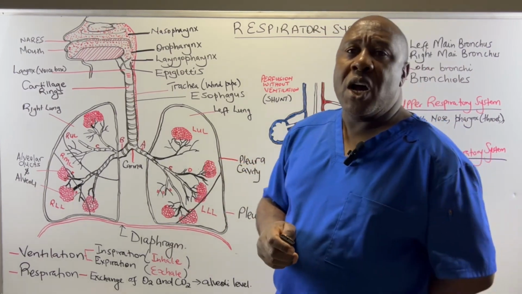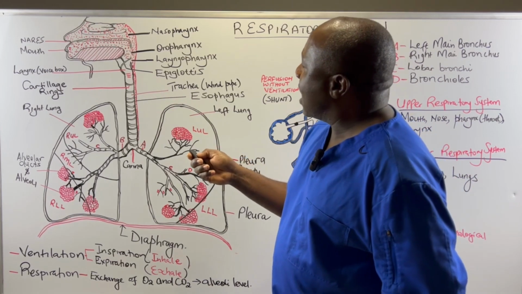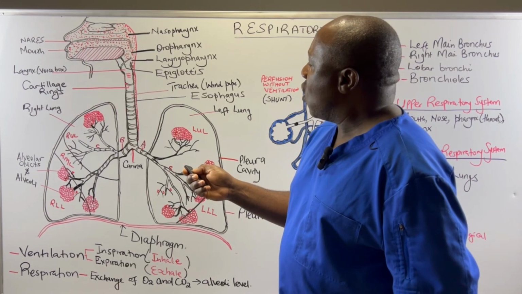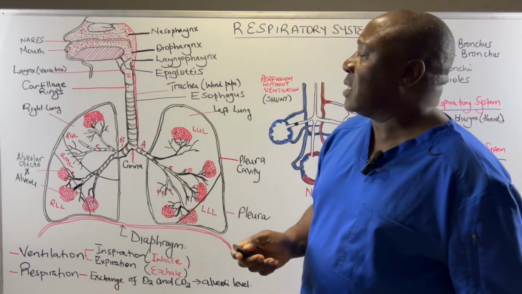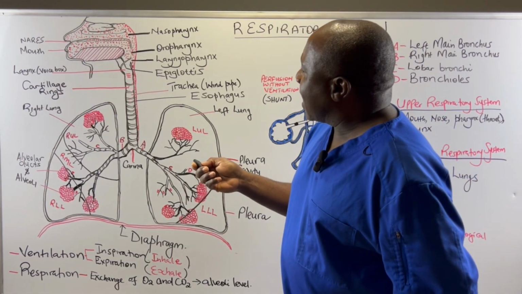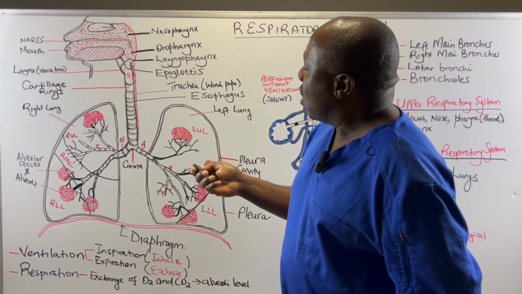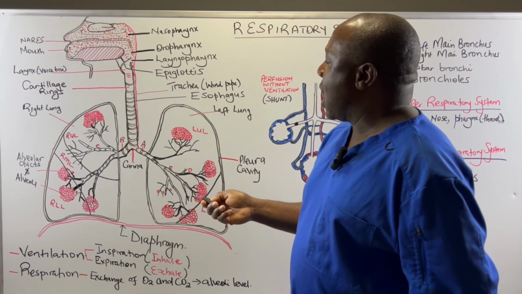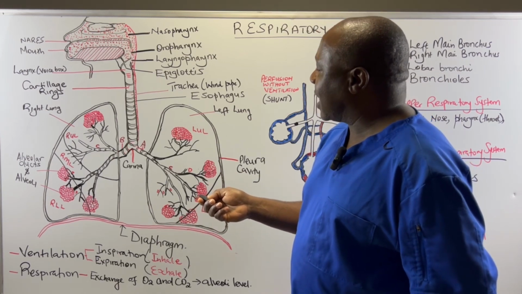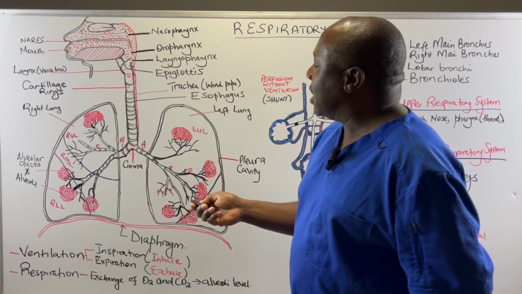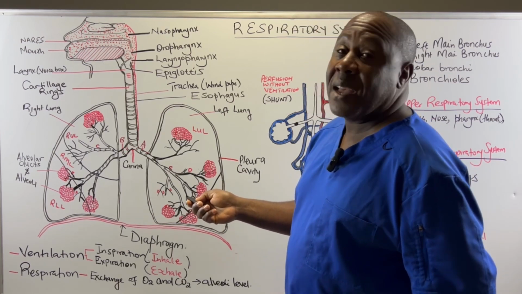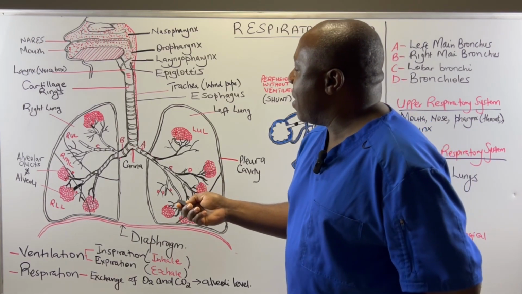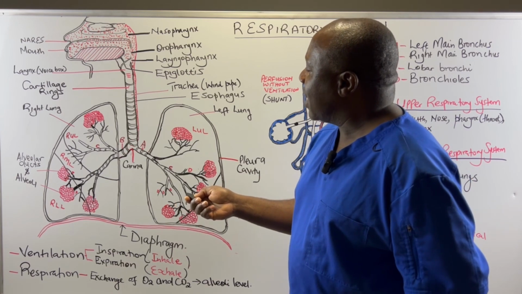Now, the lower respiratory system is made up of the trachea and the lungs. The trachea extends from the larynx all the way to the place where we have the bifurcation of the trachea. This area is referred to as the carina, the place where the trachea divides into the main bronchi.